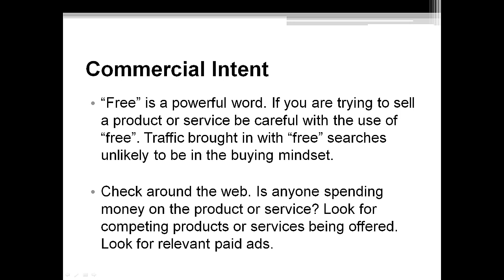This kind of goes with the saying, follow the money. You want to look for relevant paid ads and products and services that are being sold that are relevant to the keywords in the niche that you are currently researching.